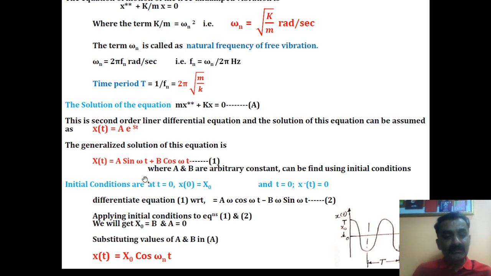When we apply this first initial condition to equation 1, we get b equal to x0. Differentiating equation 1 with respect to time, we get a omega cos omega t minus b omega sin omega t, and applying the second initial condition to equation 2, we get a equal to 0. Substituting these values of a and b in equation 1, we get the basic equation x of t is equal to x0 cos omega n t. If you refer to this figure, it is the cosine wave and x0 is the initial amplitude.